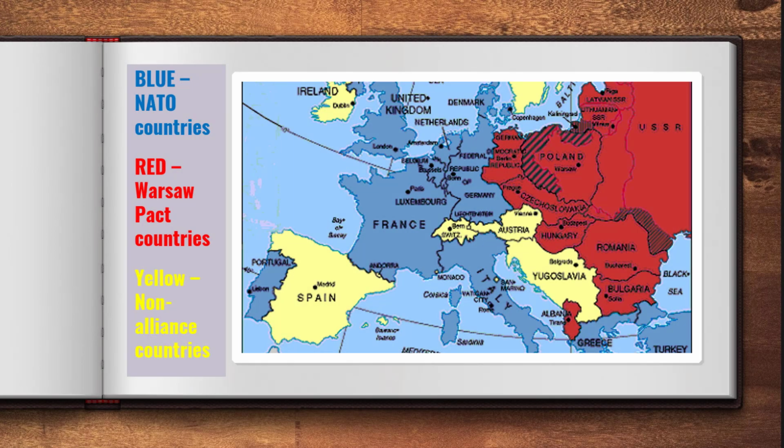And on this map, you can see that the blue are the NATO countries, the red are the Warsaw Pact countries, and the yellow are non-alliance countries. They just weren't involved in either side. That does not mean that they were completely neutral, but that they tried to stay out of it.